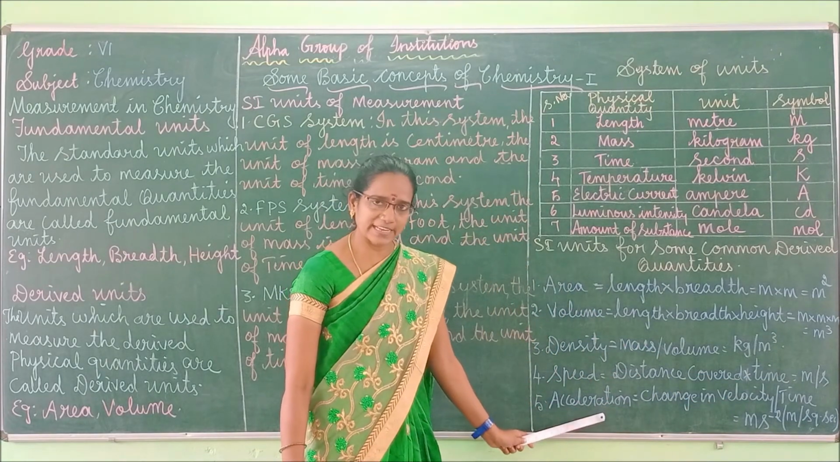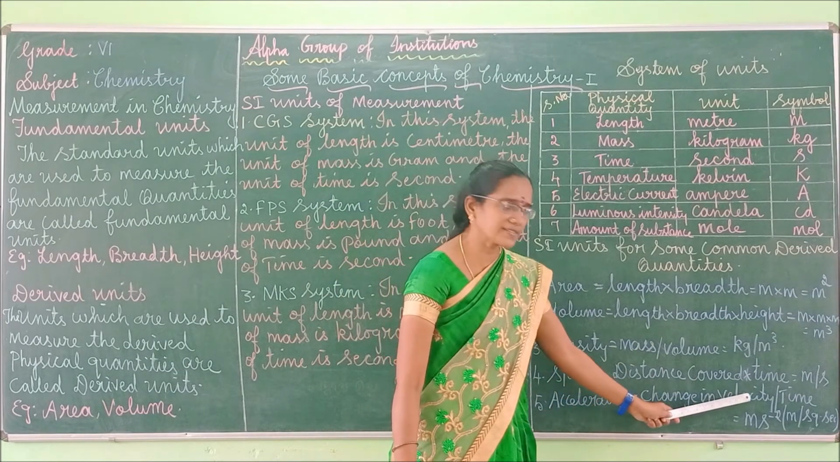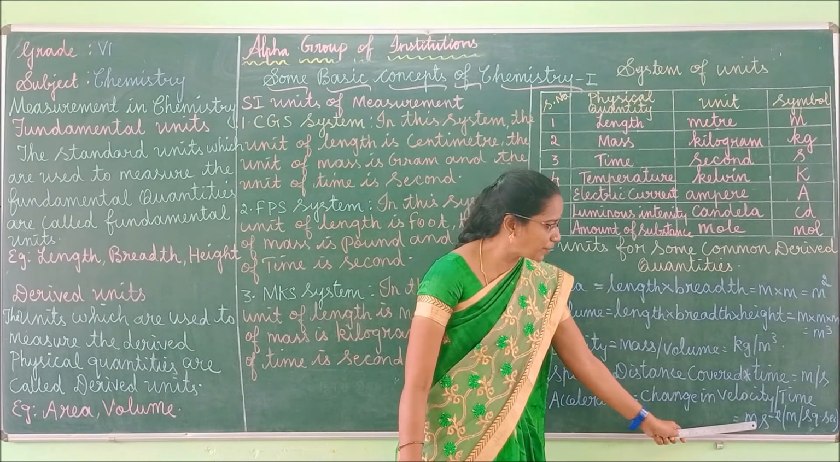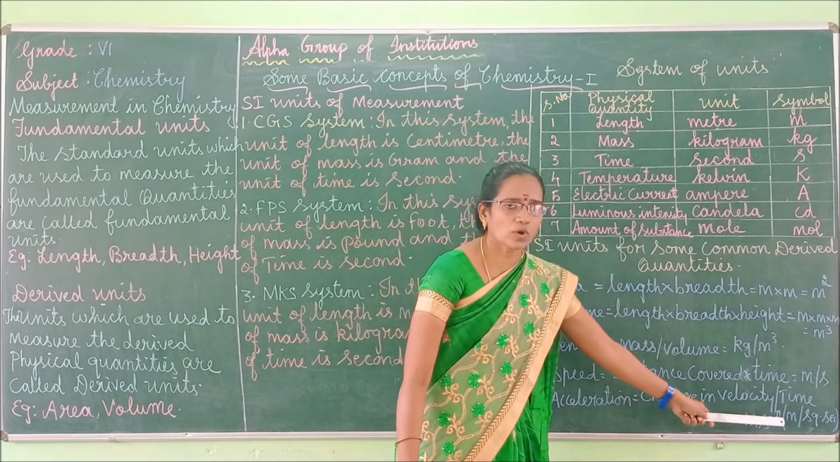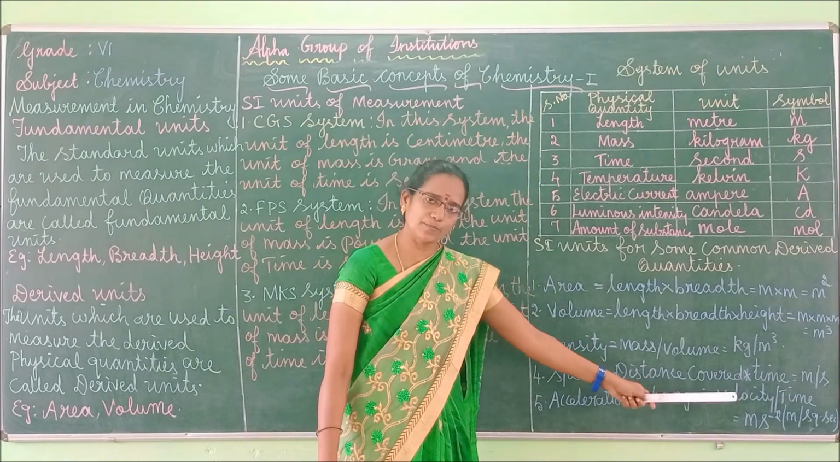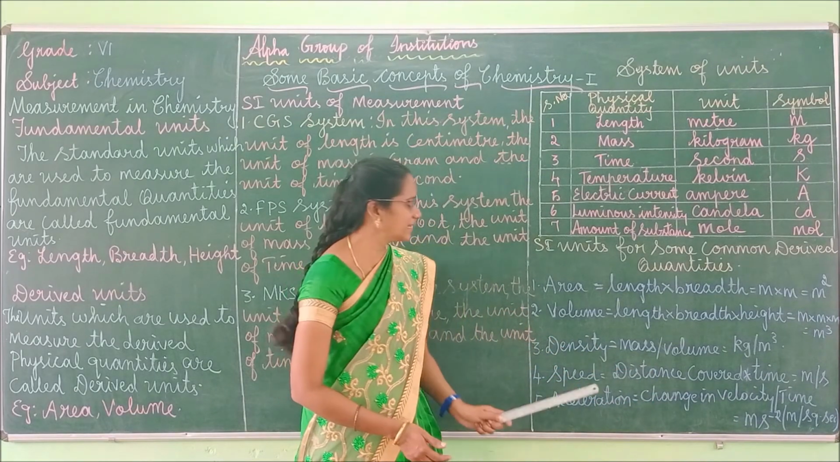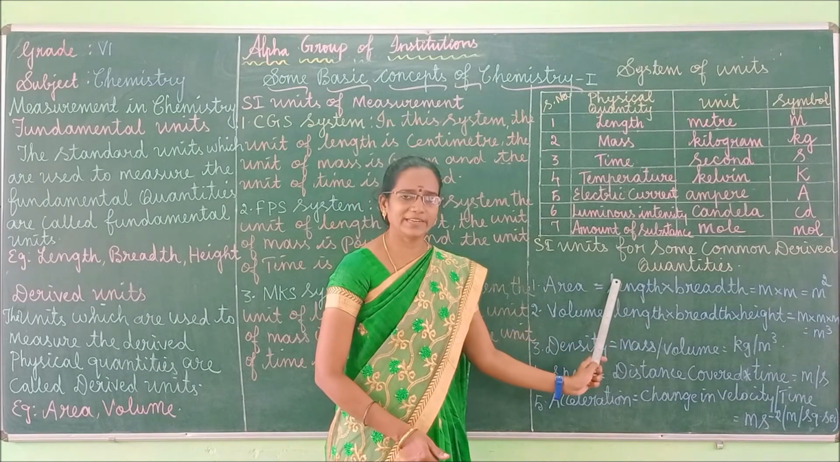Next one is acceleration. Acceleration is equal to change in velocity by time. That is equal to meter per square second. Okay, meter per square second. That is, acceleration is equal to change in velocity by time taken, that is equal to meter per square second. These are the 5 important common derived quantities.